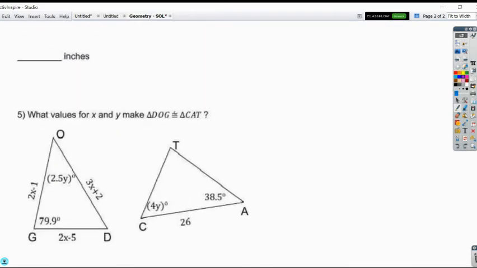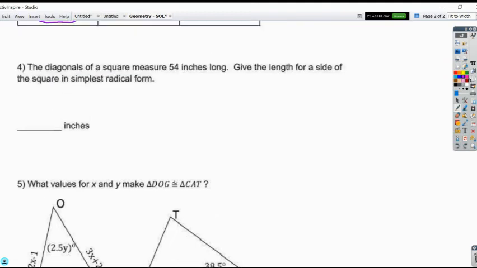Now, number 4, whoops, excuse me as I'm having some scrolling difficulties. Okay, the diagonals of a square measure 54 inches long. So in that square, a diagonal that's 54 inches. Now remember, that square diagonal bisects the angle. So you are now talking about a 45, 45, 90. So this is x, x, and x square root of 2. So we've got to take our 54 and divide it by the square root of 2.